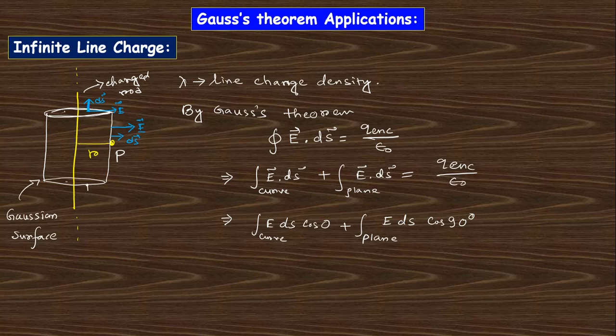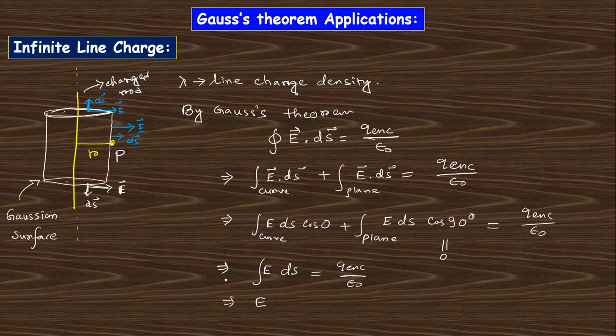Here also you can see this is the area ds direction and this is the electric field direction, right? So for both cases these are 90 degrees, so this will be q enclosed by epsilon naught. So cos 0 is 1, cos 90 is 0, so this becomes 0, this becomes 0. So you will get integration E ds, and this is q enclosed by epsilon naught.